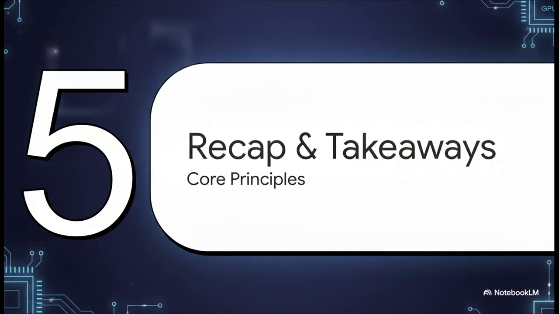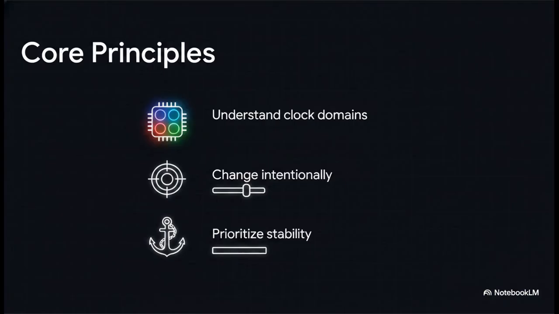And finally, Section 5, recap and takeaways, core principles. The ultimate philosophy you should adopt when interacting with GPU hardware really boils down to these 3 core principles. First, understand your clock domains. Remember, your system isn't driven by one single speed. The CPU, SM, and VRAM all play distinct, crucial roles, depending on whether you're memory-bound or compute-bound.